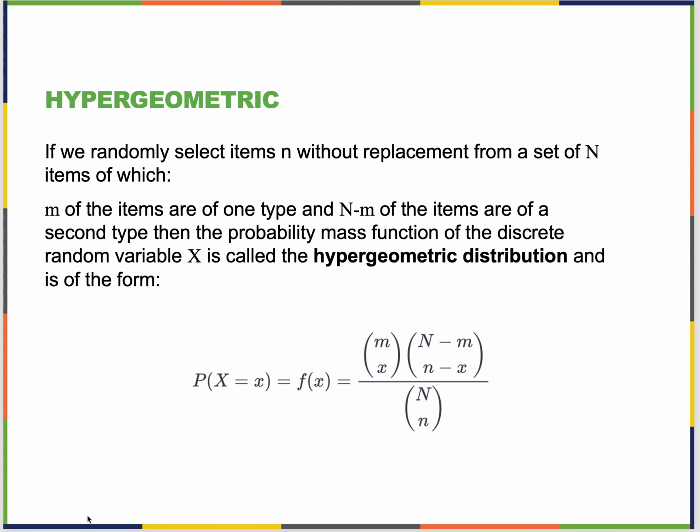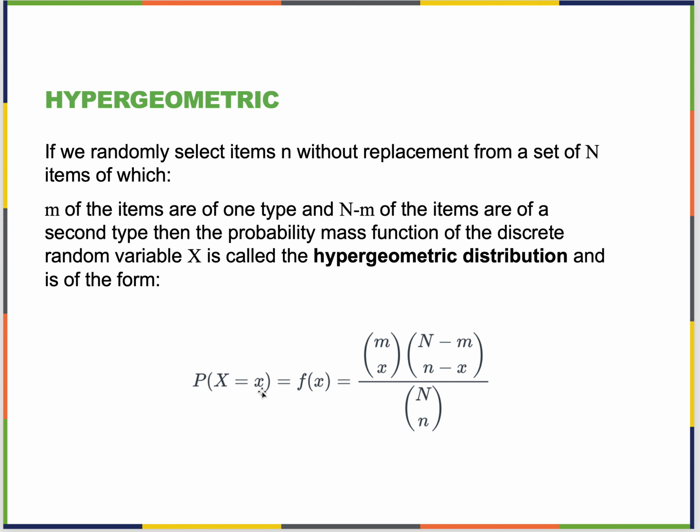Well, if we randomly select n items without replacement from a larger set, capital N, m of the items are of one type, my items of interest, and N minus m are the other items that I'm not as concerned with. The random variable X has a hypergeometric distribution, and the probability density function looks like this.